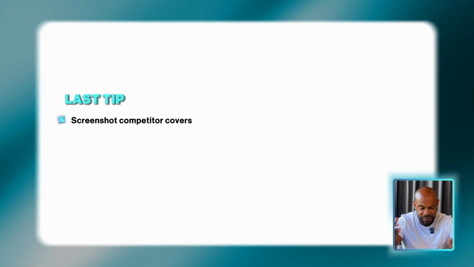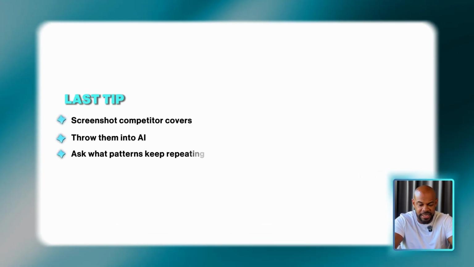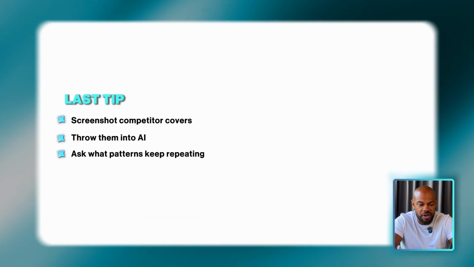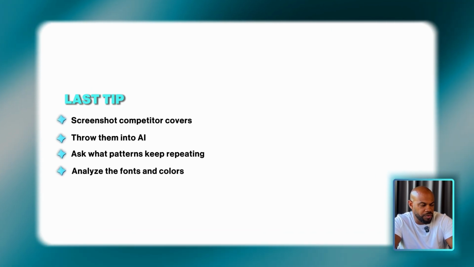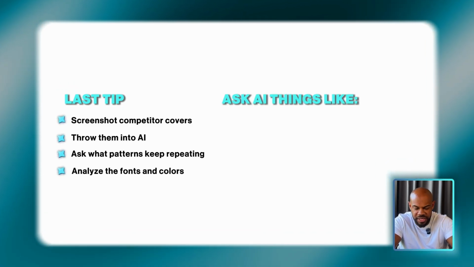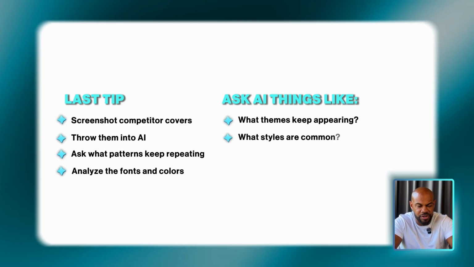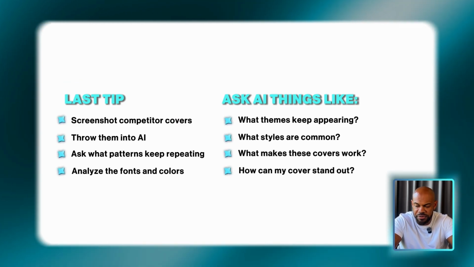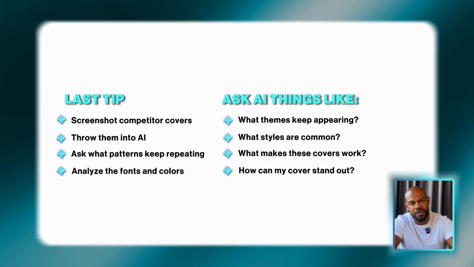Cool. I guess the last tip I have is to screenshot all of the competitors' covers, throw them into AI and ask it, hey, what are all of the common things that you're seeing here? What about the type of font, the colors, what recurring themes do you see in all of these covers? And what do I need to do to make sure my cover is similar, but it stands out? Ask AI. We have such an amazing, amazing helper for everything, AI.